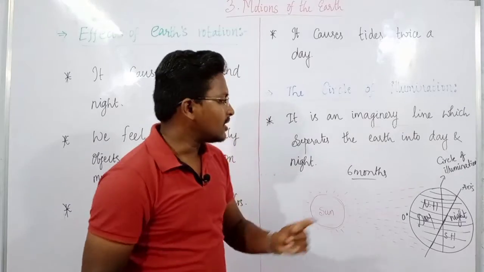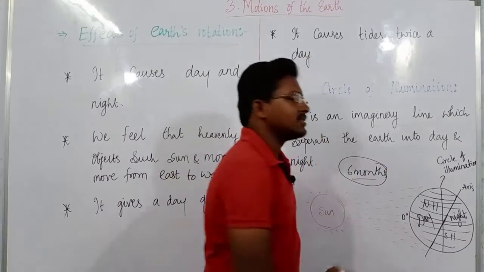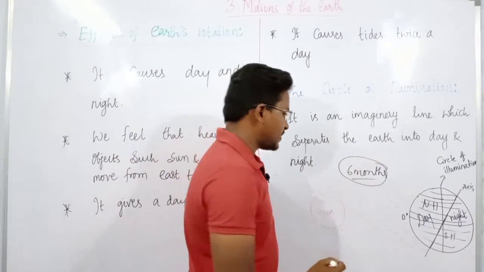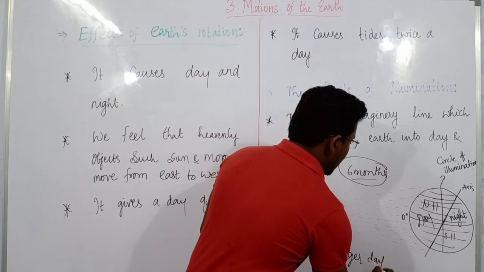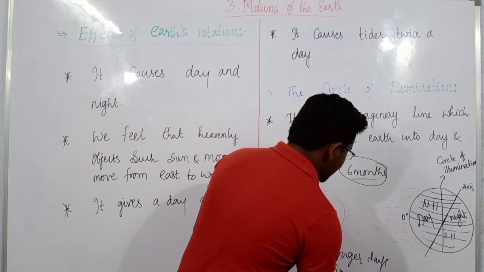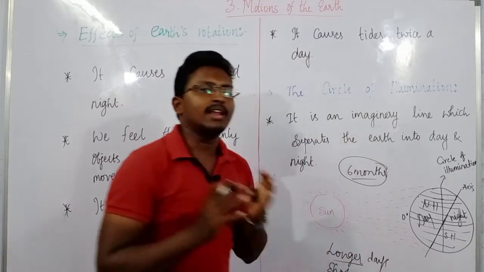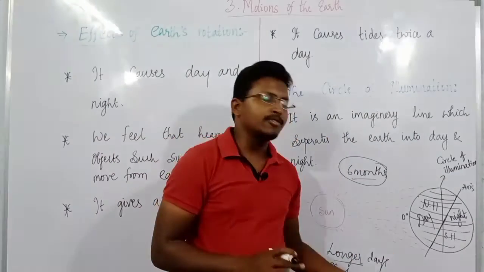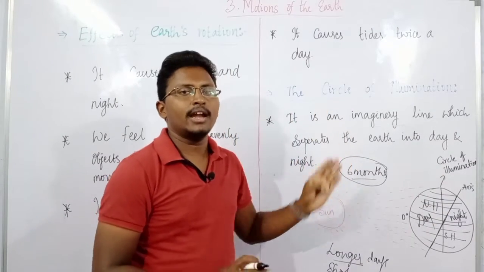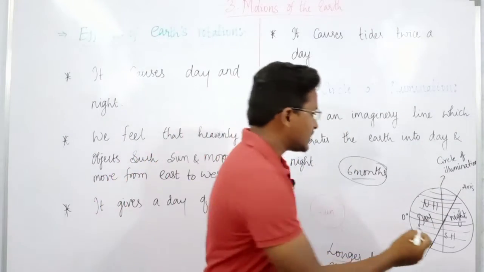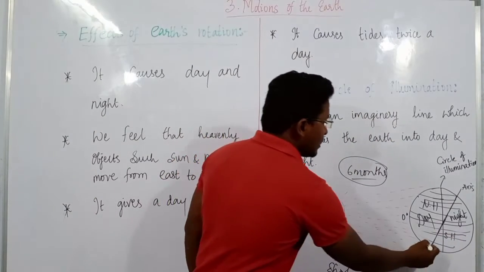But when the northern hemisphere is facing the sun directly for six months, it experiences longer days as well as shorter nights. That means the length of the day will be very long and the length of the night will be very short in the northern hemisphere for six months. And during these six months, the southern hemisphere will have the reverse condition.